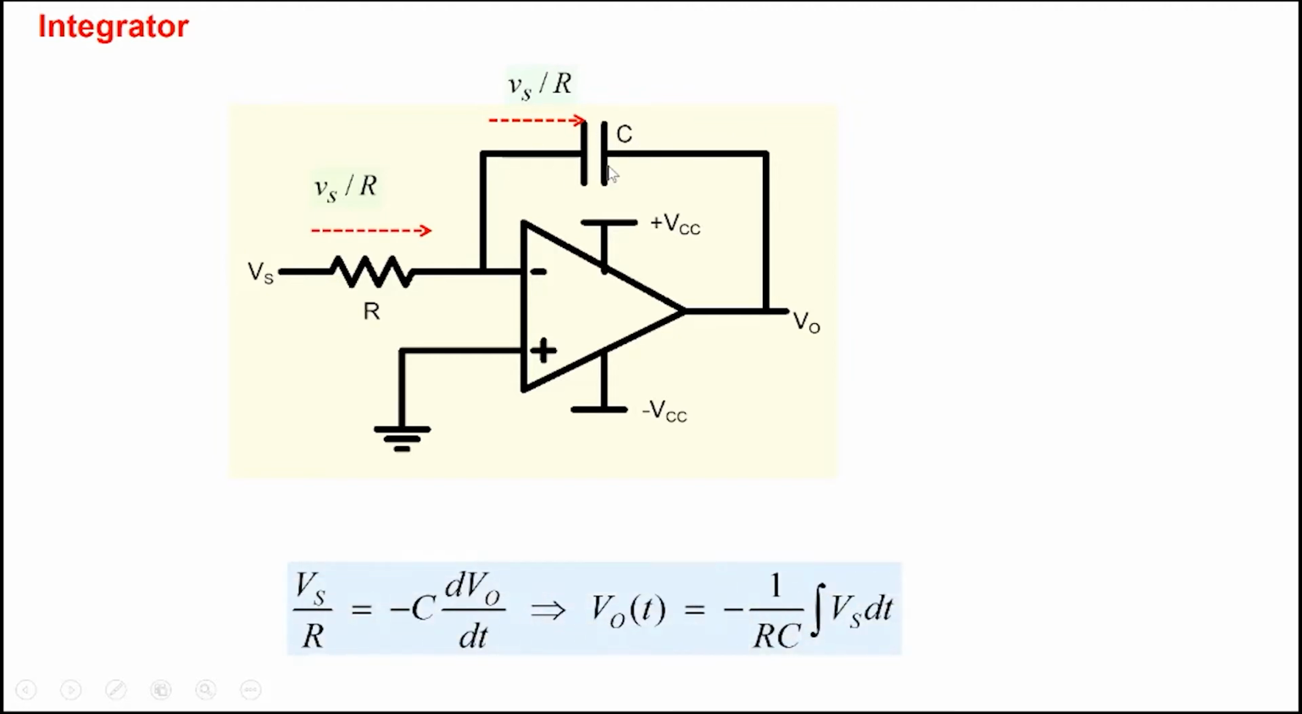Then we write down the equation of the capacitor. The current I equals C dV by dt, except that V is 0 minus V naught, so that's where the negative sign is. We can rearrange this equation as V naught equals minus 1 by RC integral Vs dt. Whatever voltage we apply here, we'll get an integral of that voltage at the output node, multiplied, of course, with a constant 1 over RC. So we can build integrators. If we have a square wave here, we can integrate it to get a triangular wave.